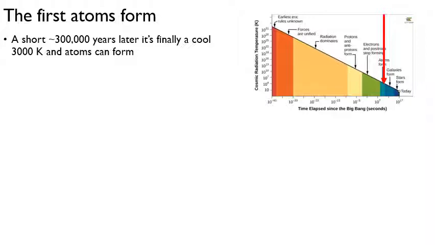So a little bit later, only a short 300,000 years, finally it's cool enough where atoms can form. And so what I mean by that is when it's much hotter, the photons that are bouncing around in the universe ionize atoms readily, and you can't really have an electron be coherently bound to the atomic nucleus. At 300,000 years roughly, it's finally cool enough, a cool 3,000 Kelvin, which is a bit hotter than a light bulb, and atoms can finally form.